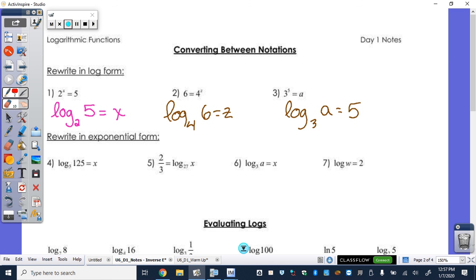So now going the other way, it's in log form. I need to rewrite it as my exponential form. So looking at number 4, my base is a 5 because that's the little number down there by log. So that's my base. Remember, it always equals the exponent. So my exponent is x, so it's 5 to the x. And then it's going to equal 125.